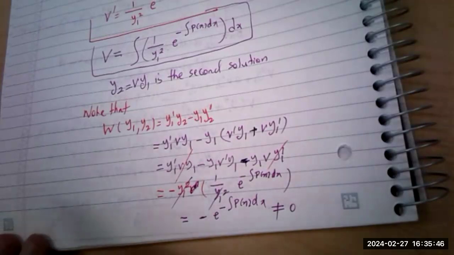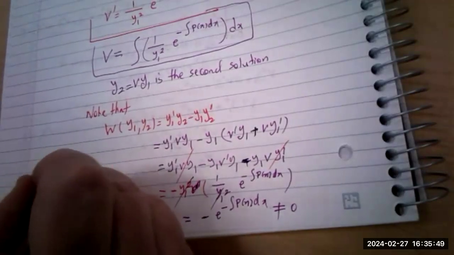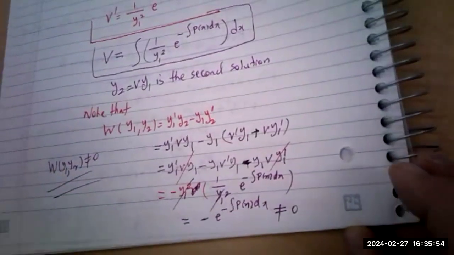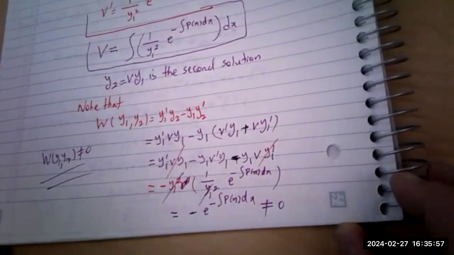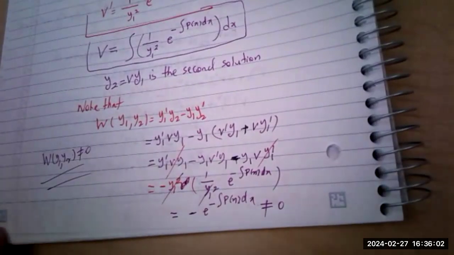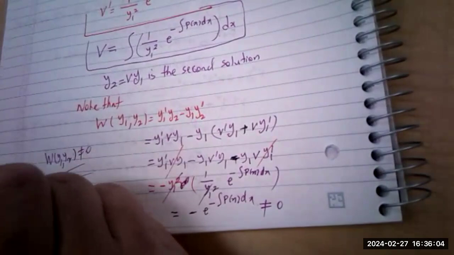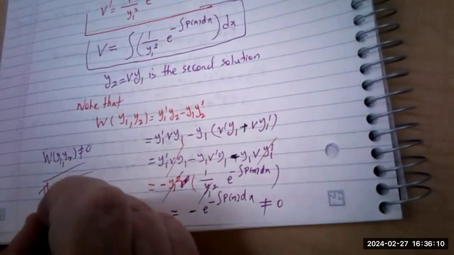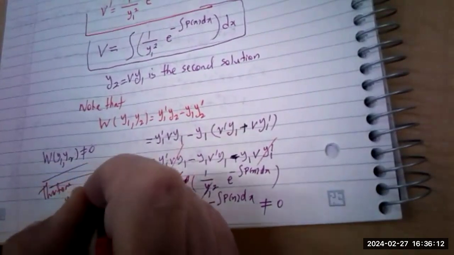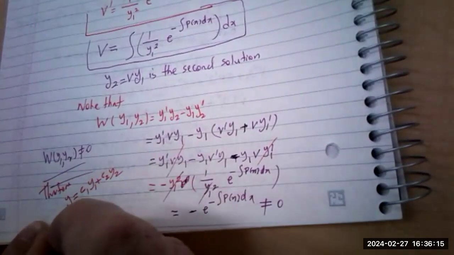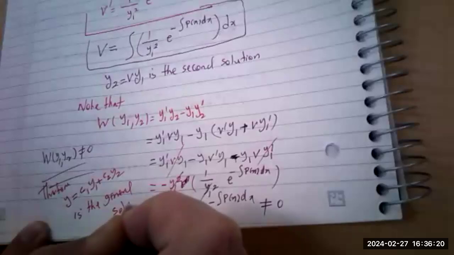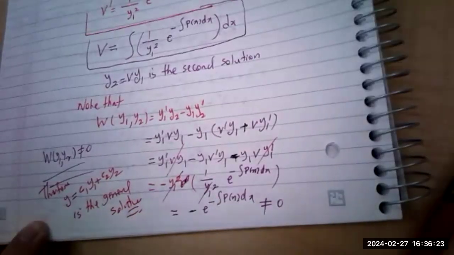Okay, so the Wronskian is so nicely proved. It's one of the problems in your book. They ask you to prove that the Wronskian of this solution is not equal to zero. So there you are. The Wronskian is not equal to zero. So the conclusion is, therefore, y equals c1 y1 plus c2 y2 is the general solution of that equation that you start with.